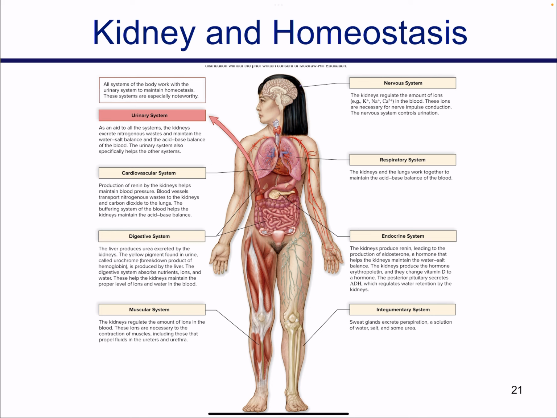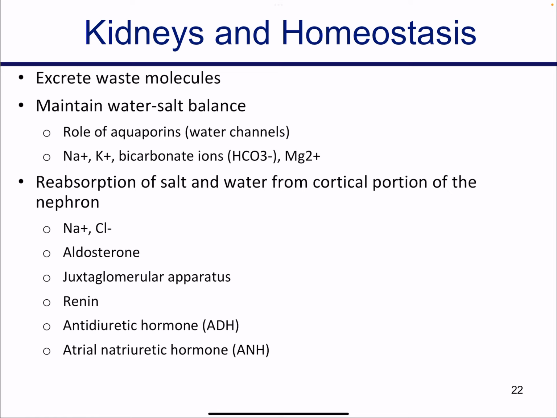Finally, the sweat glands are going to release some chemicals in the sweat that are going to play a very important role in the water salt balance and also in the release of some urea. So, this is how, to some extent, the urinary system and particularly the kidney is going to participate in homeostasis. But let's take a look at some details here.